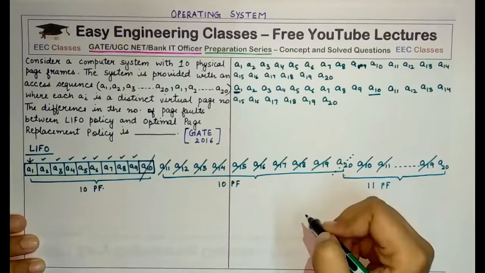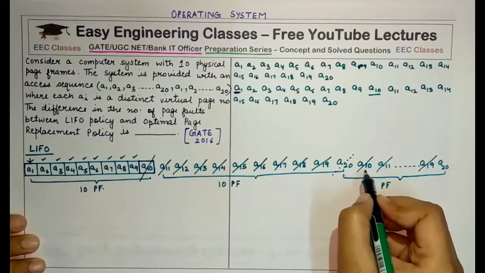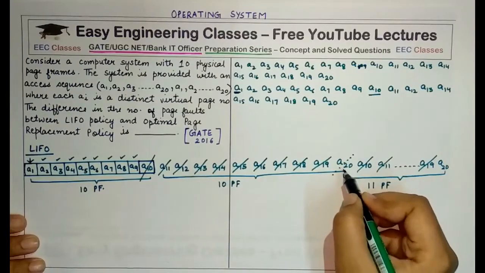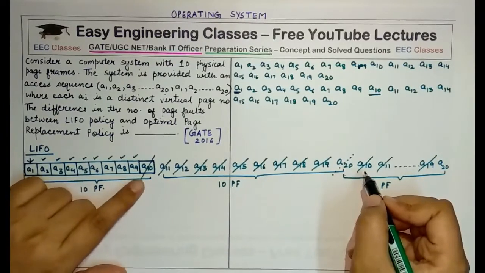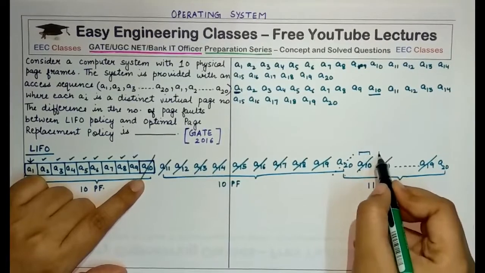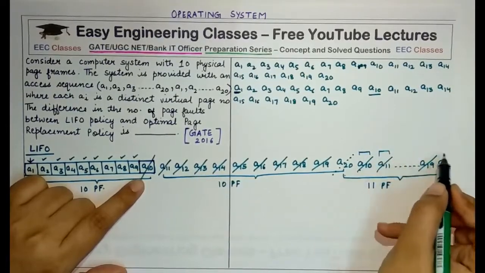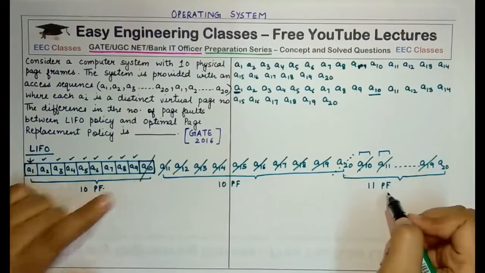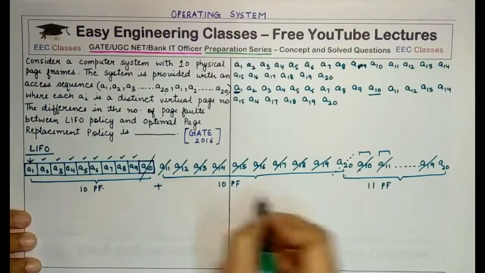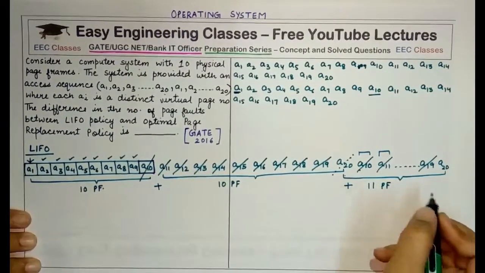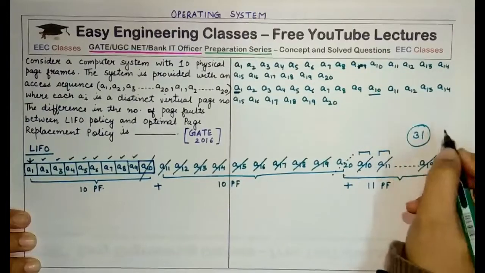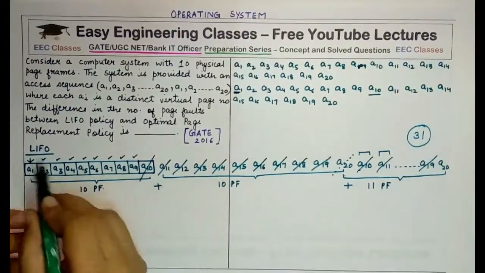Okay, so in this way we would result in 11 more page faults. Why 11 and not 10? Because here the 10th page A10 was also brought into memory at a time when it was not present, so this would also cause a page fault. Then the 11th page, then the 12th page and so on till the 20th page. So this is a total of 11 page faults, and 10 plus 10 plus 11 would give you a total of 31 page faults. So 31 page faults are occurring in the case of LIFO.